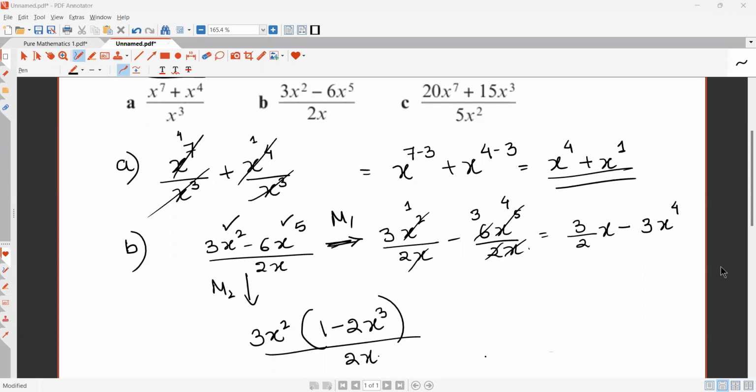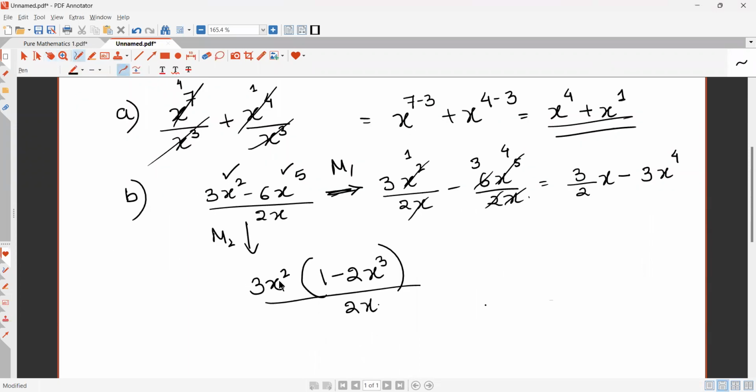So I can common this out, okay? So what I can do right now is cancel this and this. I'm left with 3x. Okay? 3x, open it again. 3x minus 6x raised to 4, divided by what? 2. If you do it individually, you can do this now.